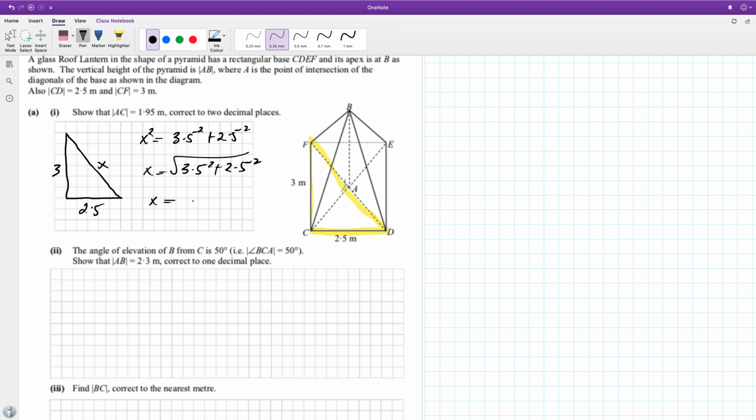x is equal to 4.3, divided by 2, 2.15. Oh yeah, I was wondering what was going on there. Thank you very much, it's 3, not 3.5. The square root of 3 squared plus 2.5 squared is 3.915.